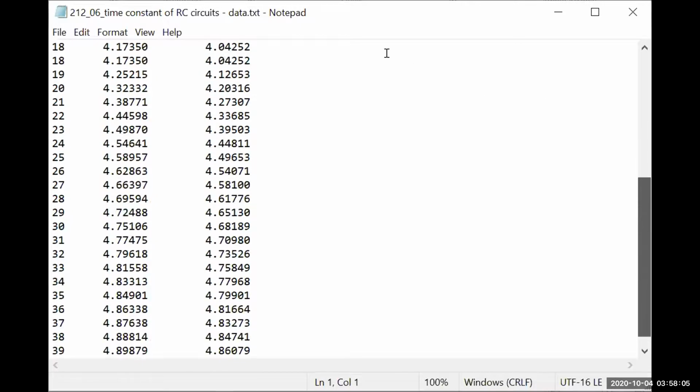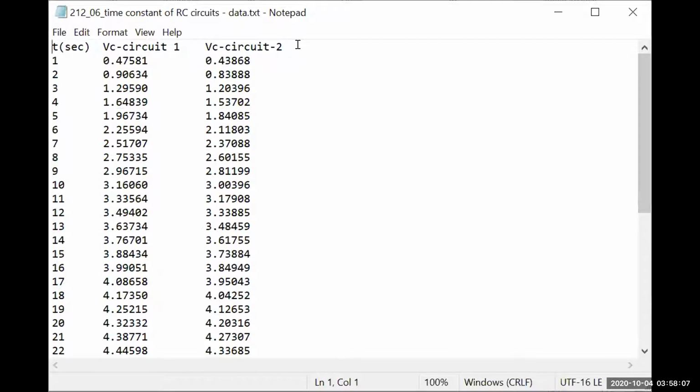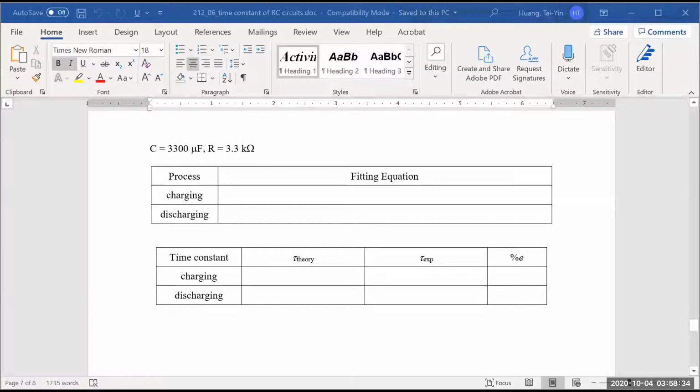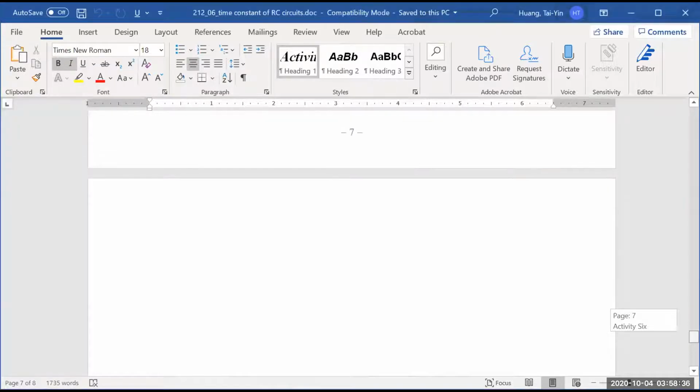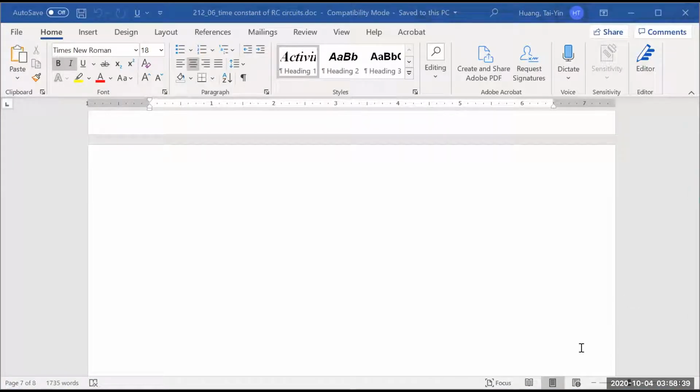As a function of time. The second circuit has a capacitance of 3,300 microfarad and a resistance of 3.3 kilo ohm, and this is for the second circuit, okay? This is also for the charging process. So what you would do is use these two data sets, and you are going to create two plots.